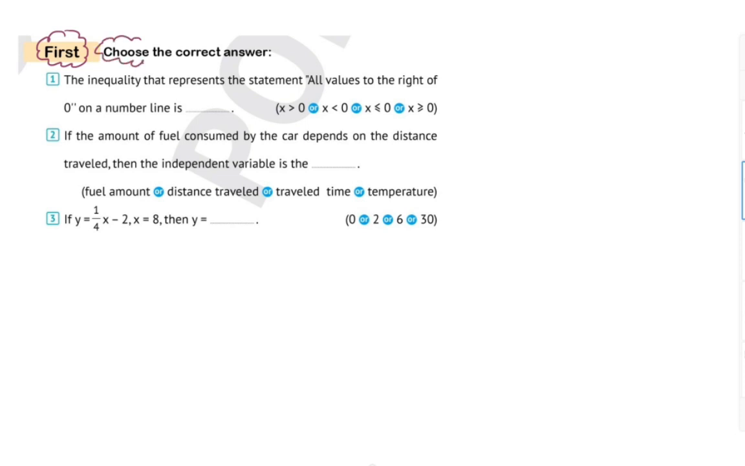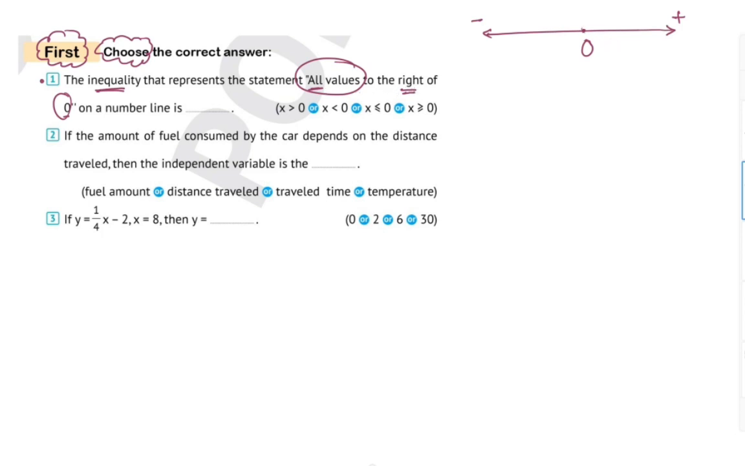Choose the correct answer. Point number 1, the inequality that represents the statement all values to the right of 0 on the number line, which one of them is the correct one? Now again, all values to the right, we have some number line like this. We have here 0. To the right means go to positive, go to left means go to negative. Now he said go to the right of 0.